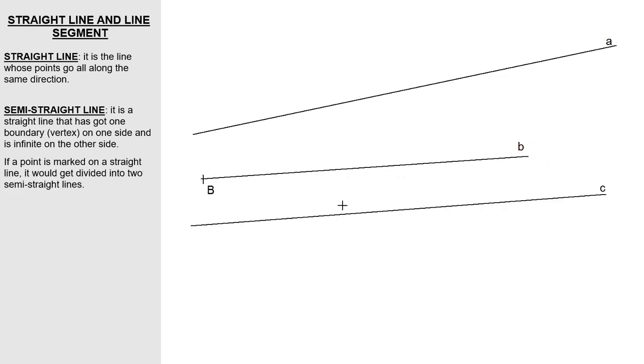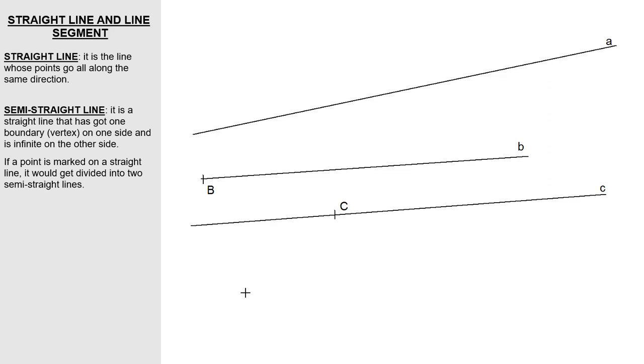So, if on a straight line, like on line C, we draw a point, like this point C, the straight line gets automatically divided into two semi-straight lines, each of them being the part of the straight line bounded on one side by point C and infinite on the other side.